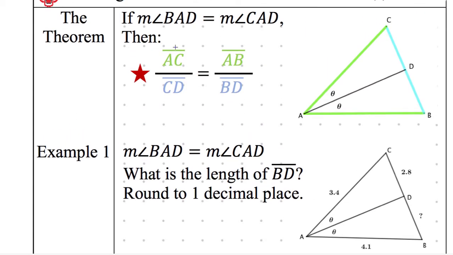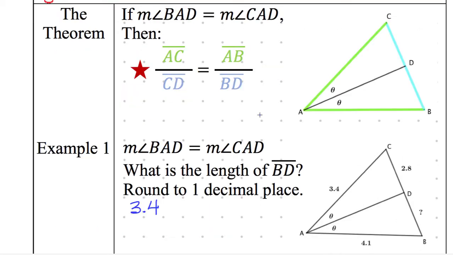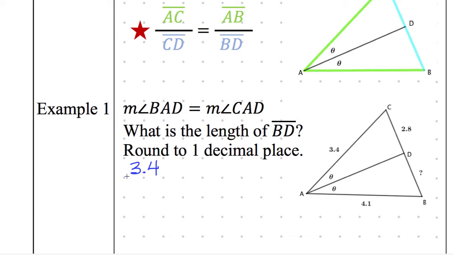The formula says AC over CD. AC is 3.4. Copy it down. 3.4 over CD. CD is 2.8. All over 2.8.